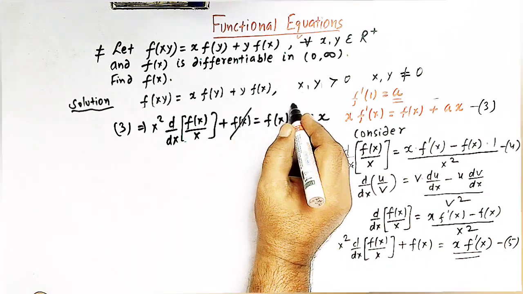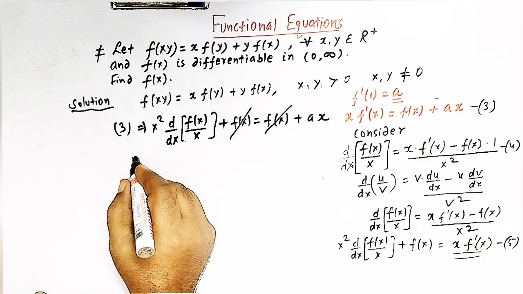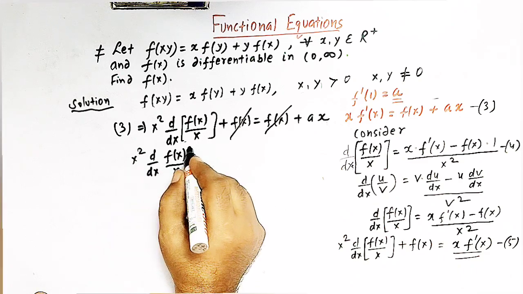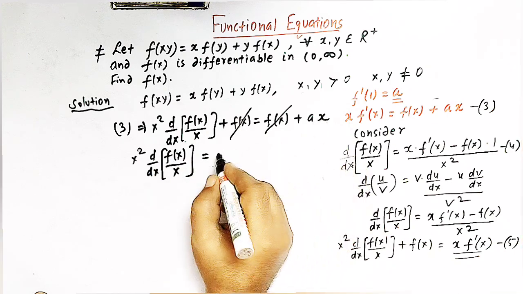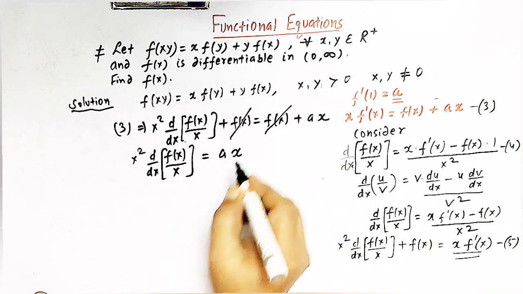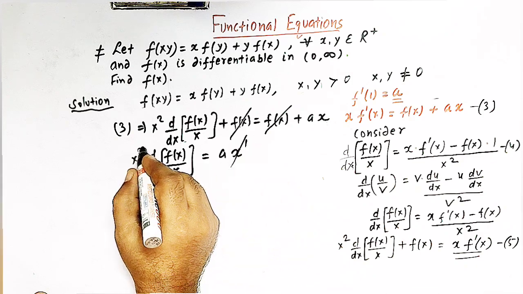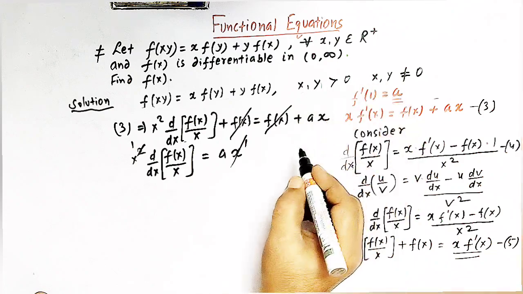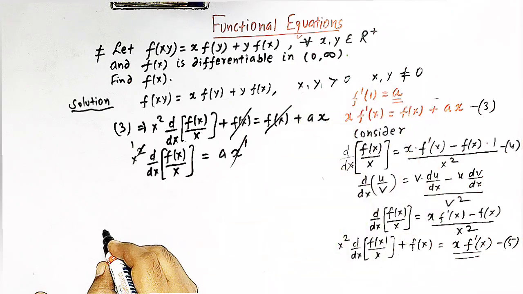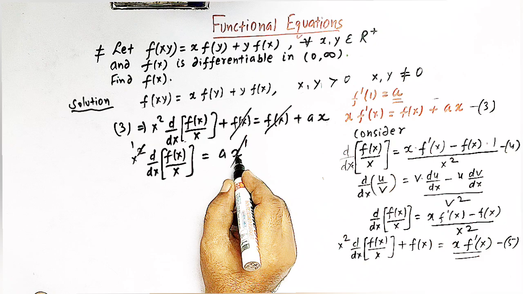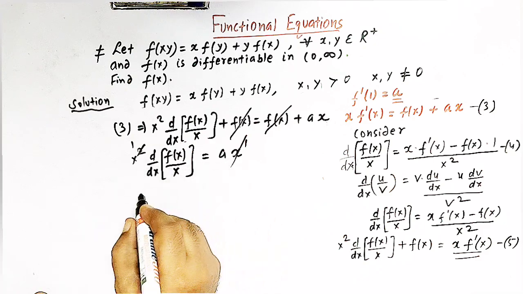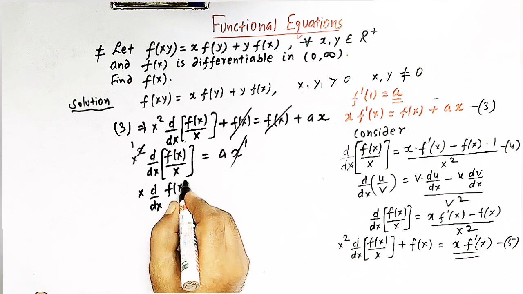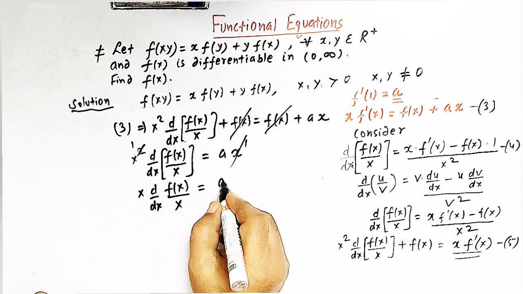So now we can cancel out these two terms. So we are left with x squared d by dx of f(x)/x, and here we have ax, right? Now see here, this x and this x get cancelled, because we have already assumed that x and y are not equal to 0. So we can cancel this x with this one. So we are now left with x d/dx of f(x)/x is equal to a.